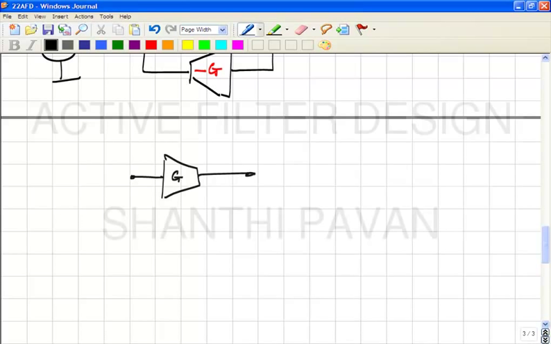So an ideal transconductor has infinite input impedance and infinite output impedance, right? A non-ideal transconductor therefore has finite input impedance and finite output impedance. Typically it turns out that in CMOS designs, the finite input impedance is in the form of a capacitor, and the finite output impedance is in the form of a capacitor and a resistor.